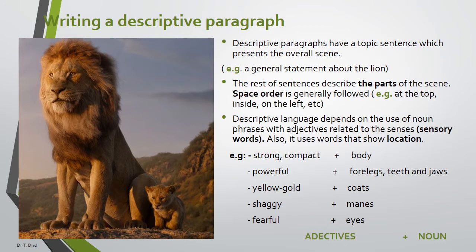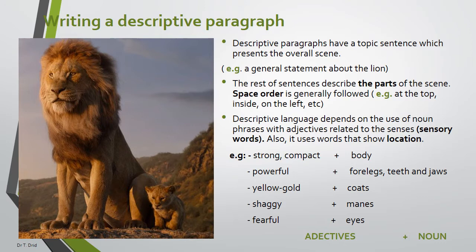When we say space order, this depends on prepositions of place. The parts of the picture should be focused on. For instance, at the top, inside, on the left, on the right, under, above, etc. The person who draws the picture that we see now, the picture of the lion, does exactly the same thing. He starts painting part by part.